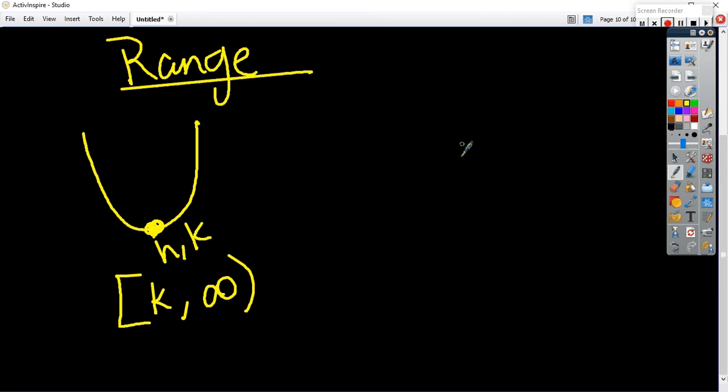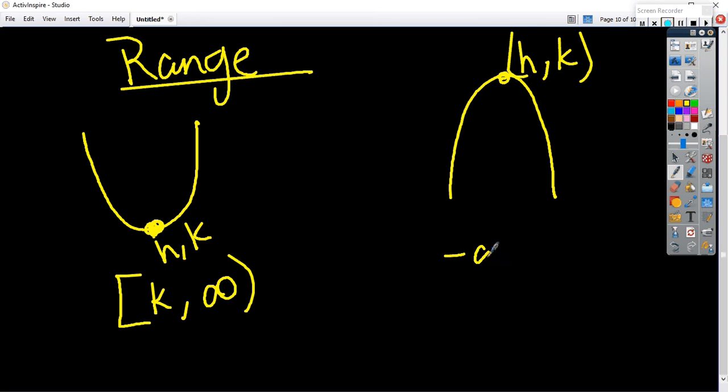And if it's going down, then the range is negative infinity up to k, or the y part of the vertex.